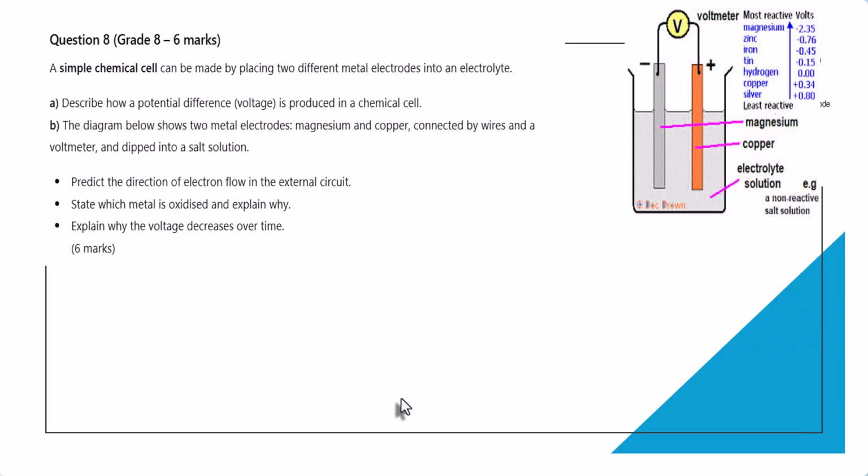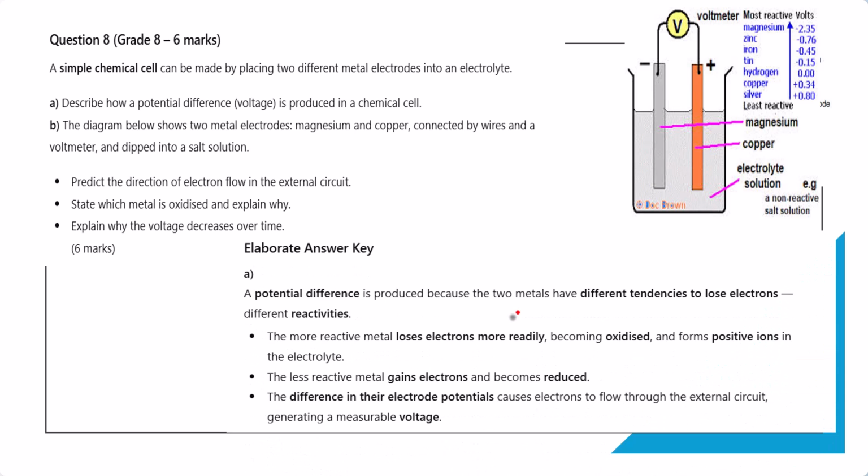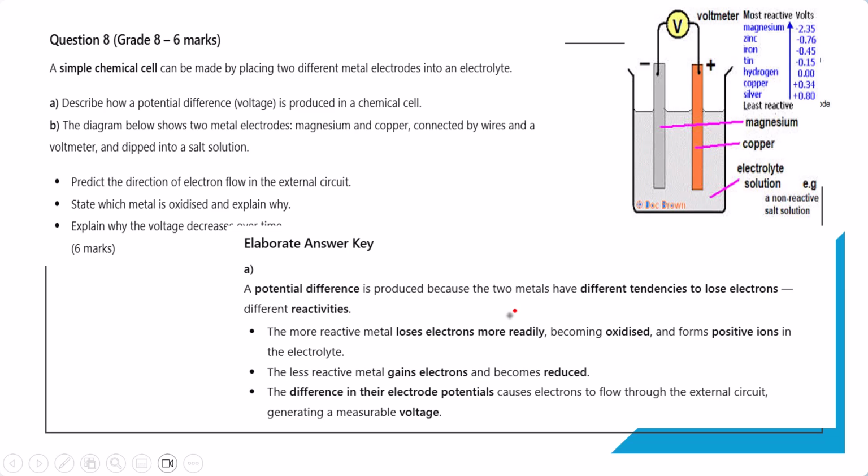Now, the voltage will drop over time because the chemical reactions, the reactants are going to run out. So when something is reacting, when the reactants run out, then the whole thing will just stop. Okay? So I want you to mark, that is question A, if you want to mark.